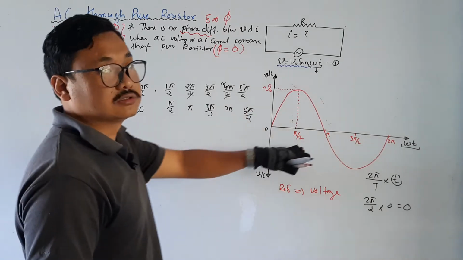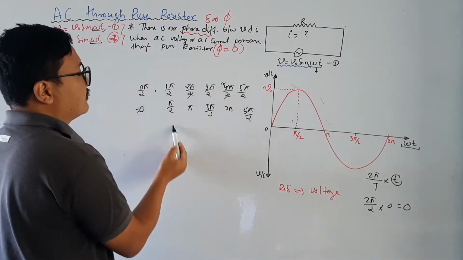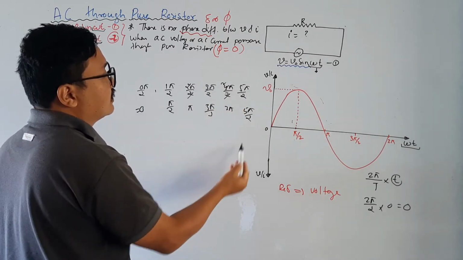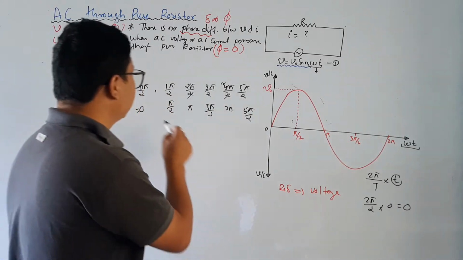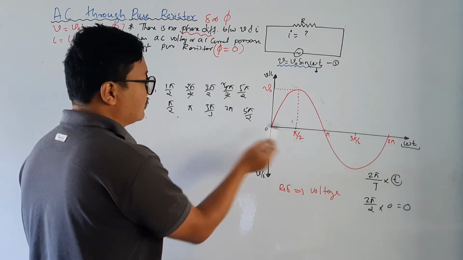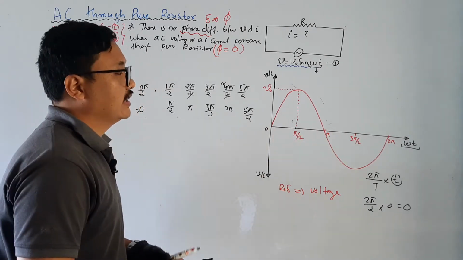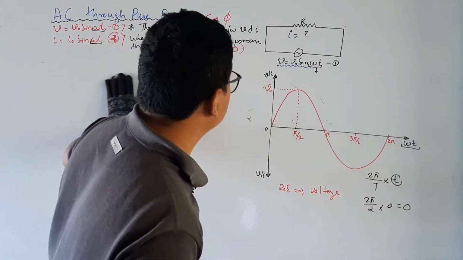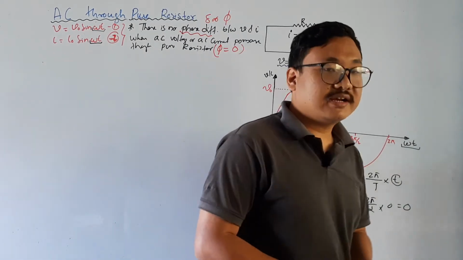So this is how you can also remember: 0 pi by 2, 1 pi by 2, 2 pi by 2, 3 pi by 2, 4 pi by 2 and 5 pi by 2 and so on. Then these are the values: 0 is here, pi by 2, pi, 3 pi by 2 and 2 pi and so on. So we got these values. So this red is for voltage.